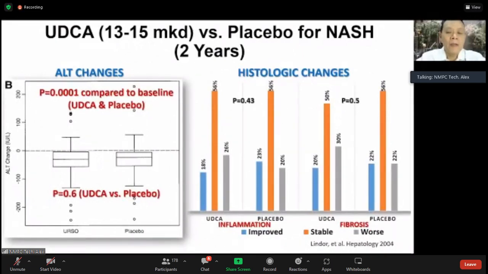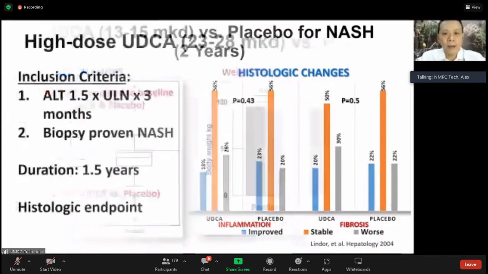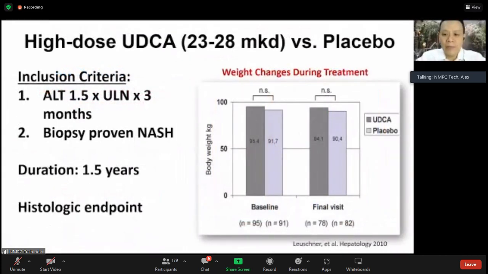So this is the first study, an RCT, placebo-controlled, and you can see that at the dose of 12 to 15 milligram per kilogram per day, although there was improvement in the inflammation as well as in fibrosis in patients who were given UDCA, it was no different when compared to placebo. Okay, now this is common actually in fatty liver studies because there's a very strong placebo effect in fatty liver disease.